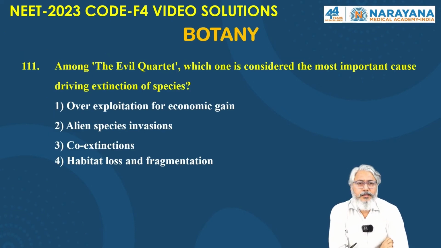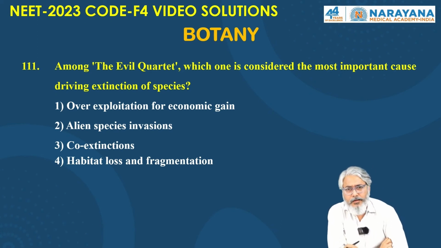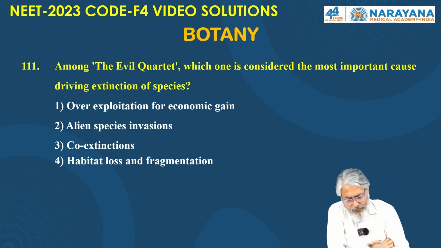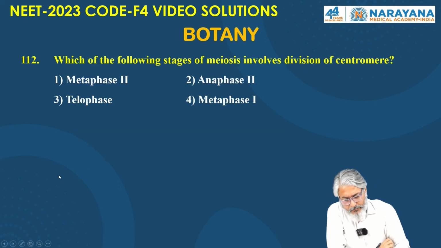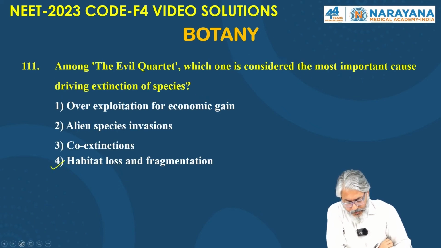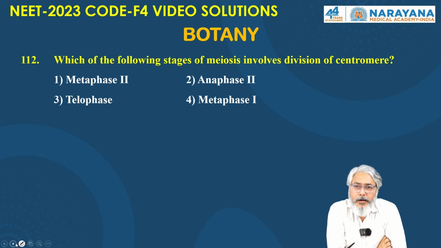Which one is considered the most important cause driving extinction of a species? In your textbook, they have directly given the first one, habitat loss and fragmentation. So habitat loss and fragmentation is the correct one, right?